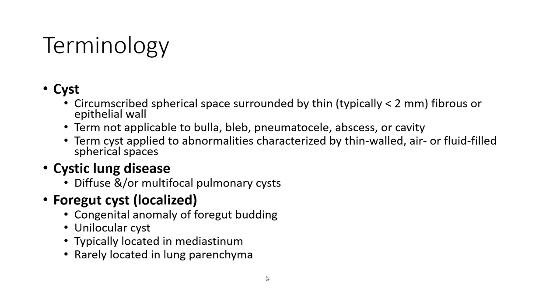Cystic lung disease can be diffuse or multifocal pulmonary cysts. Foregut cysts are local, a congenital anomaly of the organ. They are unilocular cysts, typically located in the mediastinum, rarely located in the lung parenchyma.